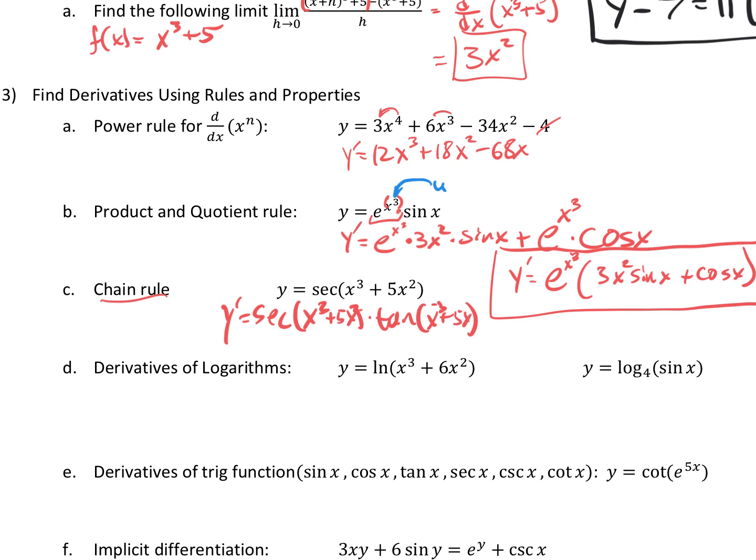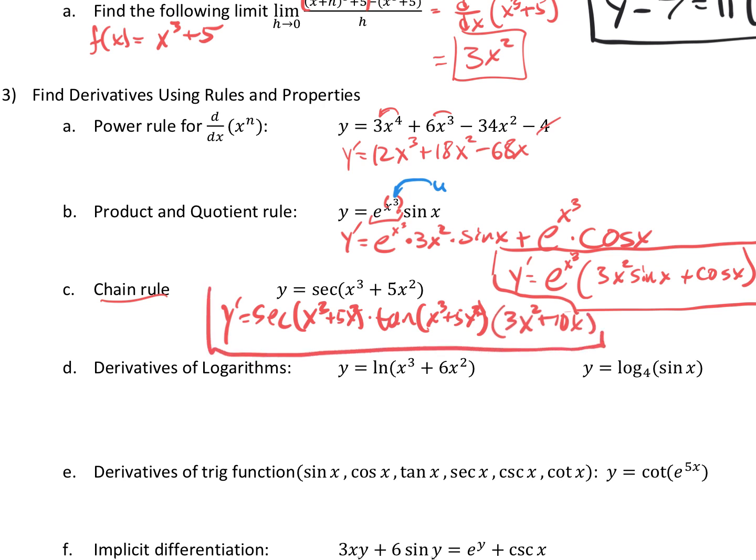And let's clean that up because we ran out of room. Times the derivative of the inside here. Okay. Derivative of the inside is 3x squared plus 10x. So there you have it. A little bit going on there, but don't forget the derivative of the inside.